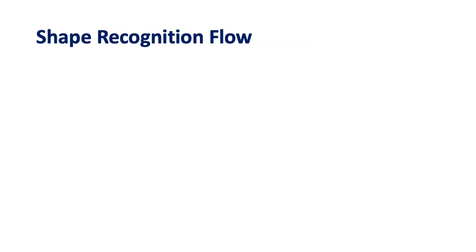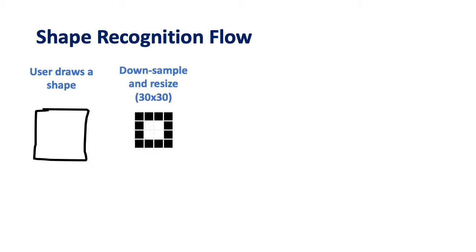So now I will demonstrate the shape recognition flow overall. First, a user would draw a shape on an HTML5 canvas. This drawing will be downsampled and resized into a 30 by 30 pixel image. Then, this 30 by 30 image will be flattened into a long 900 element vector. The vector consists of ones and zeros. When there is a 1, it means that the pixel is on, and when there is a 0, it means that the pixel is off, as indicated here by black and white squares.